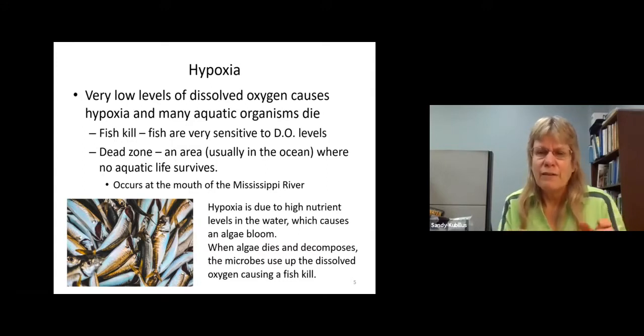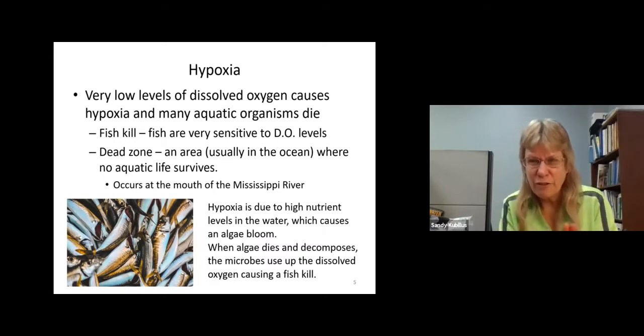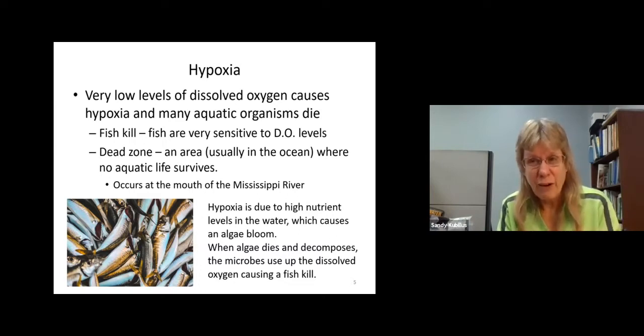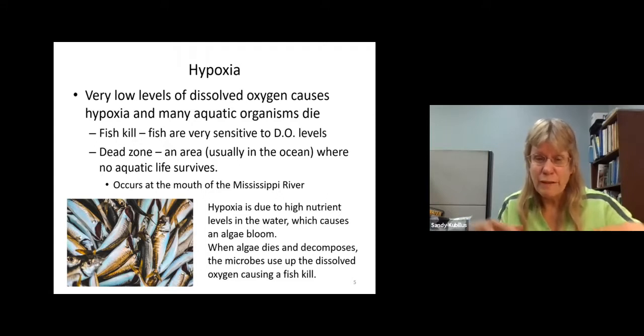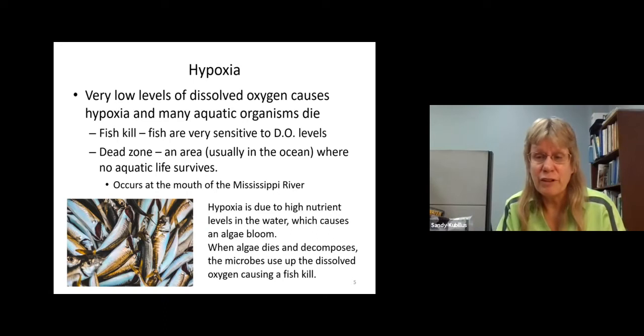So high nutrients does not necessarily cause hypoxia. There are several stages, and students need to understand this a little better, because high nutrients usually cause algae blooms. Not always, but most of the time will cause an algae bloom. And when the algae dies and decomposes, then the microbes that eat up that algae will use up all the oxygen. And so that's what causes a fish kill.